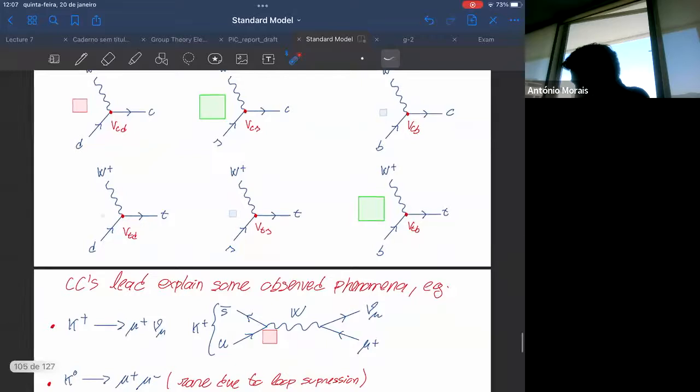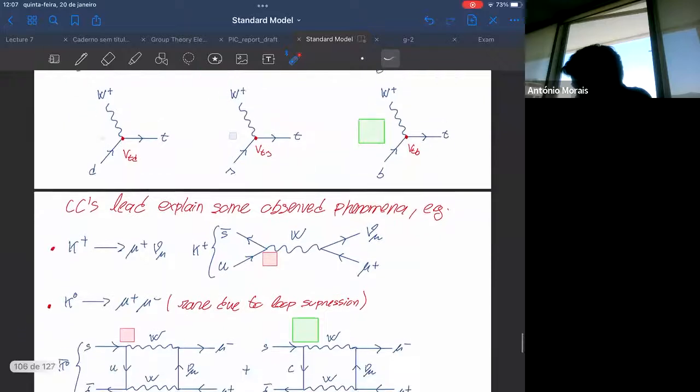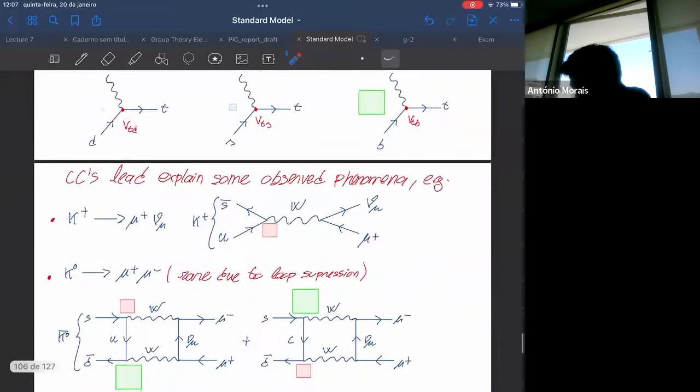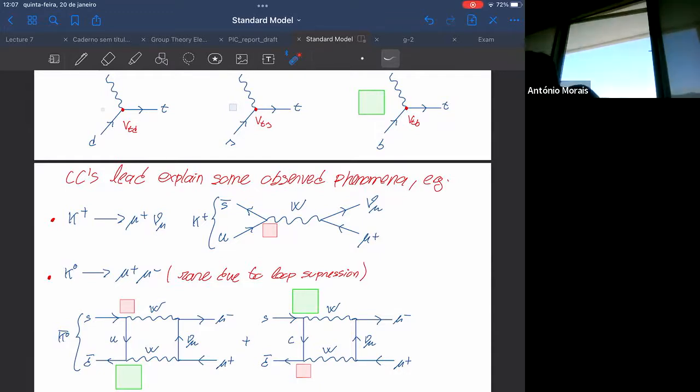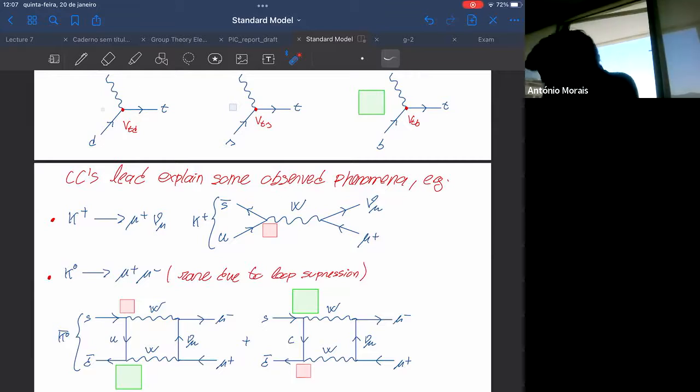But now if you go to this one, K zero to mu plus mu minus. Now I'm writing the diagrams. First, these two. These are the dominant ones. Now it's rare because you have a loop suppression here. So this makes things a lot rarer than the other one. This is in the category of the rare decays that you can find here in PDG. It's even written rare decays there. You can see that with your own eyes right now.